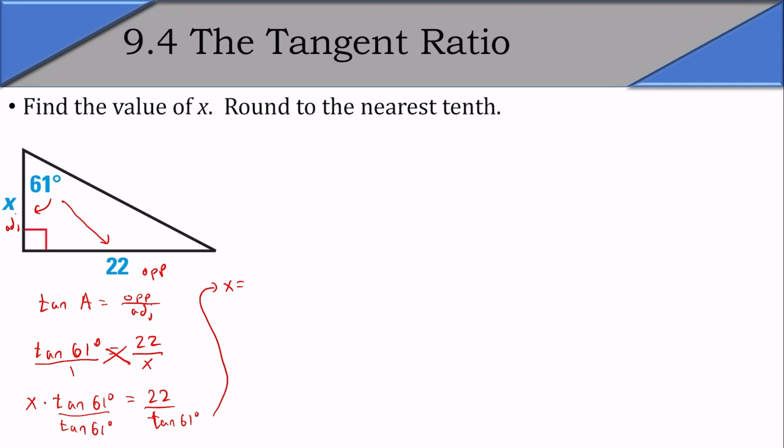And then we're going to have to use our calculator. I type this into my calculator. I do 22 divided by tangent of 61 degrees. Make sure my calculator is in degree mode. And I get 12.2.